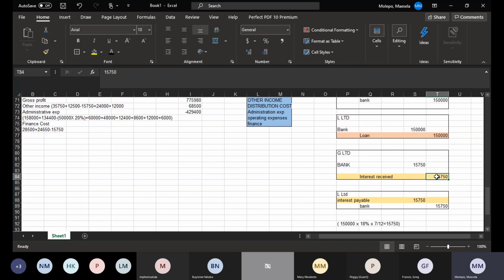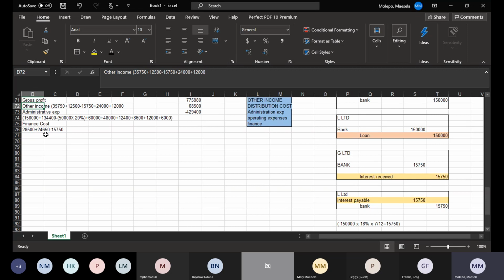Okay. Since it's intra-group, on the other income, you minus it. Yes, so we minus the price. It's minus because I want to remove it. It must not form part of this other income, because it's not other income from people outside the group. It's other income from the people within the group.